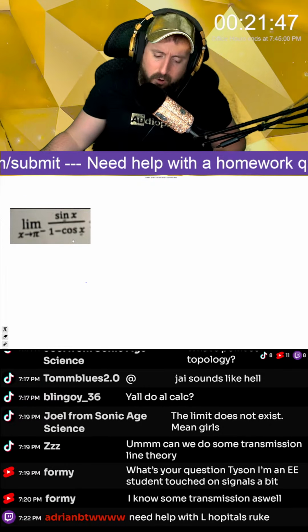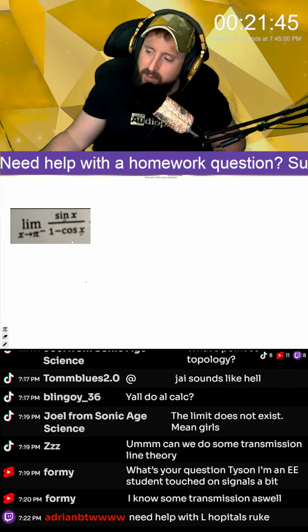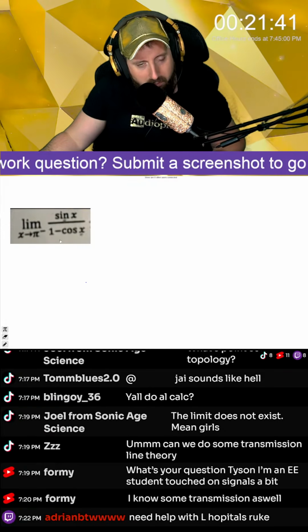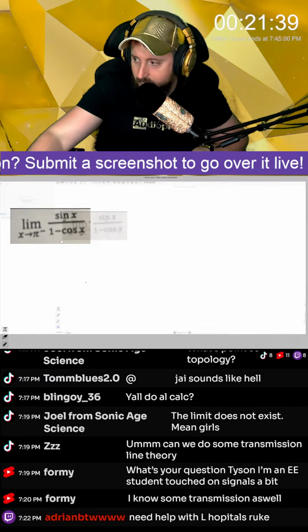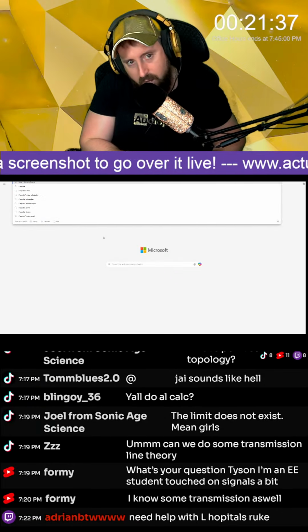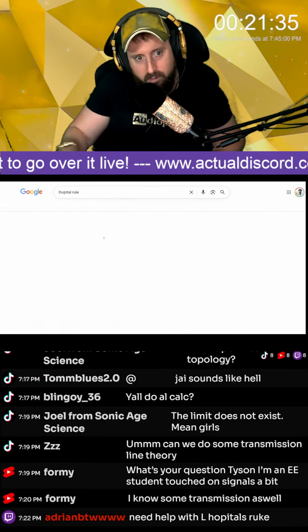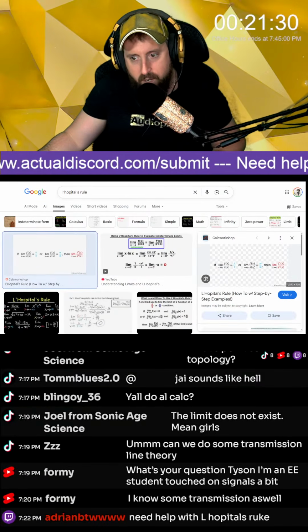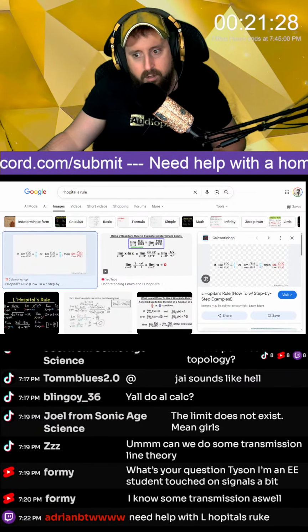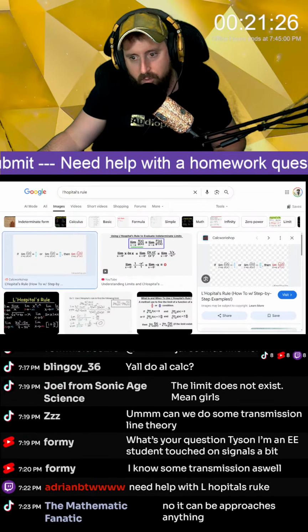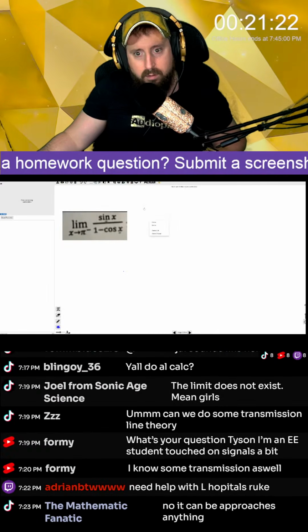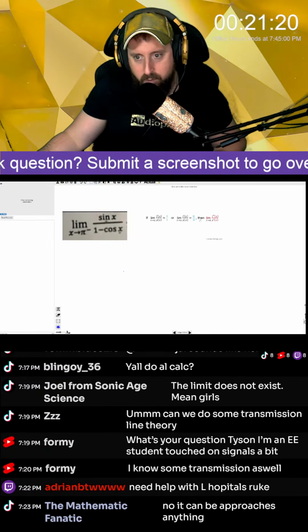Now, correct me if I'm wrong. Does L'Hopital's require it to be the limit as x approaches infinity? One sec. L'Hospital's rule. No, it's just as x approaches a. Okay, cool. It doesn't have to approach infinity. You have to have an indeterminate form though. Yeah, thank you, mathematic fanatic.